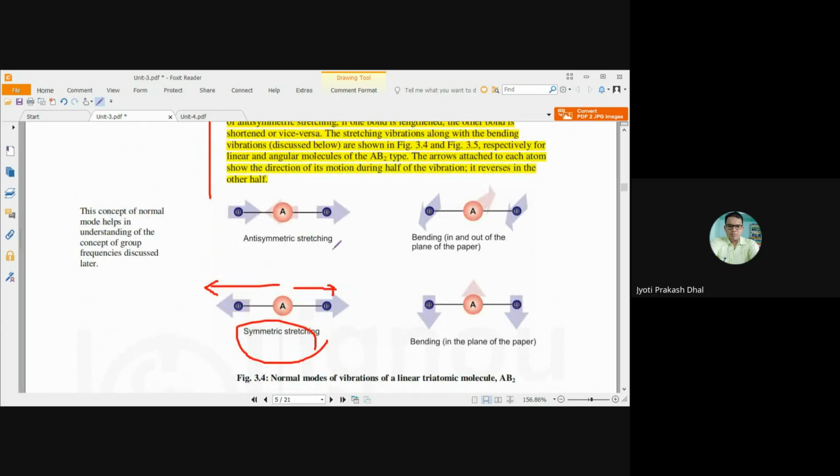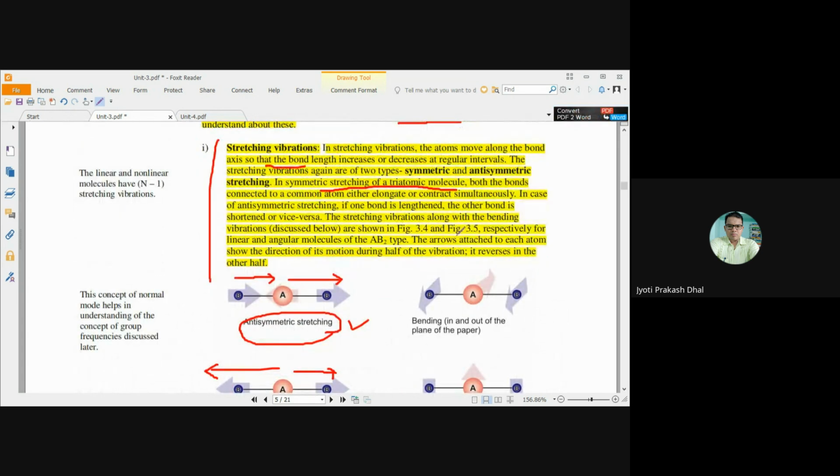And here this is asymmetric stretching. That means if the left hand side atom will undergo compression and the right hand side atom will undergo stretching, that is called asymmetric stretching. Similarly, in symmetric stretching both the bonds connected to a common atom either elongate or contract simultaneously. In case of asymmetric stretching, if one bond is stretched, the other bond will be compressed or vice versa.